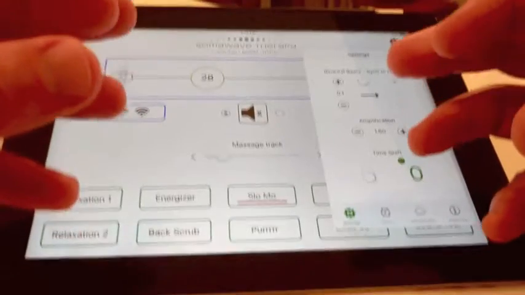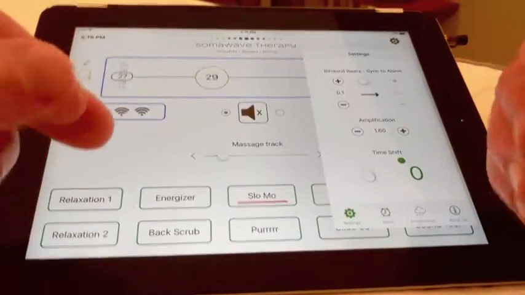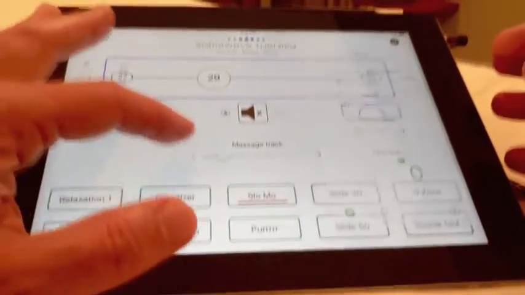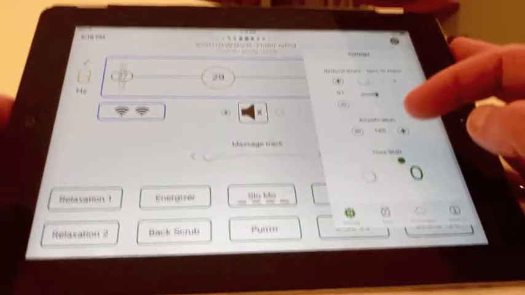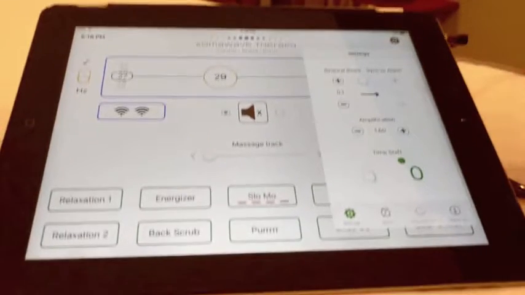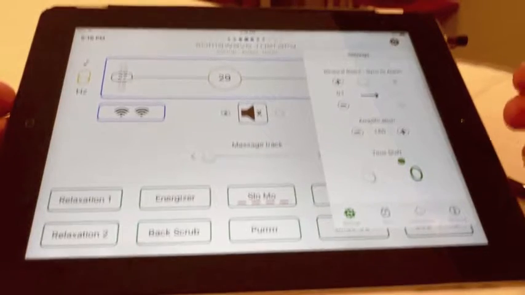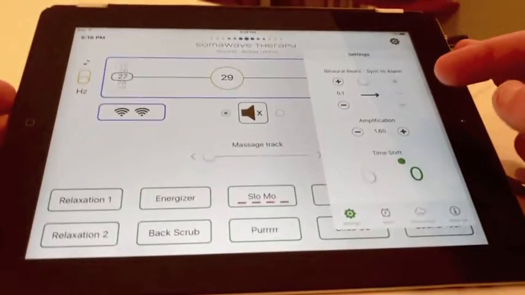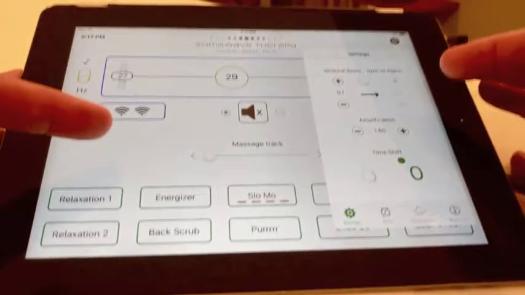So that's the wave action. 0.1 is really slow. Turn the volume down here. Amplification I have bumped way up. This is a really deep feeling, very satisfying. Amplification at 1.6 is pretty strong. I like it.